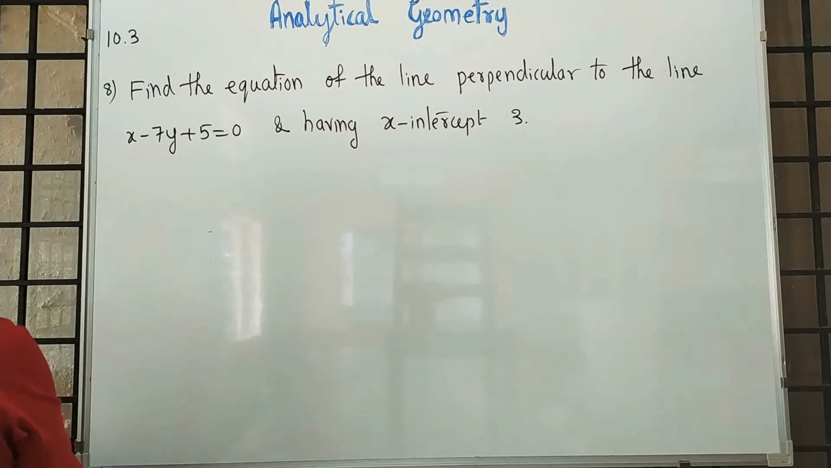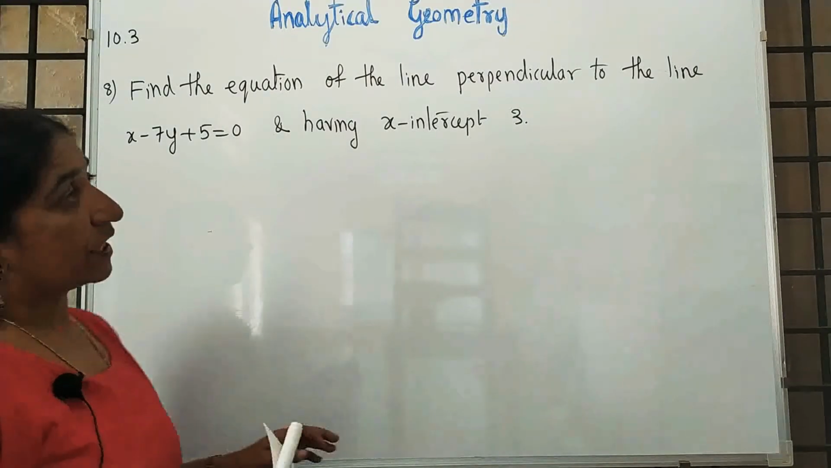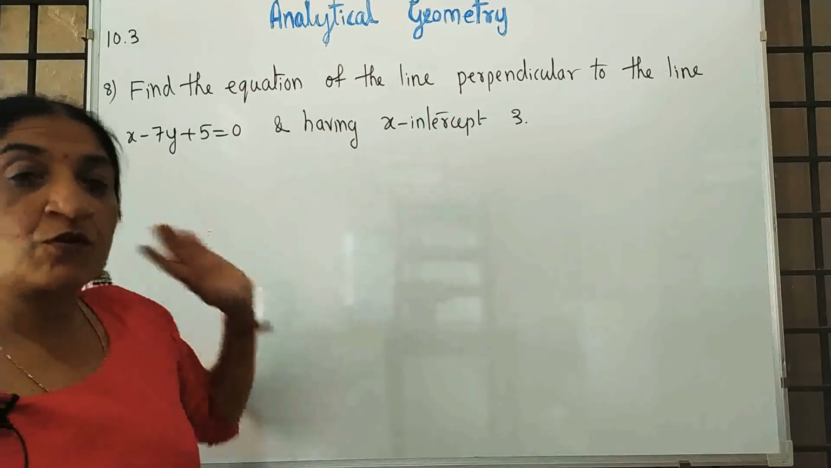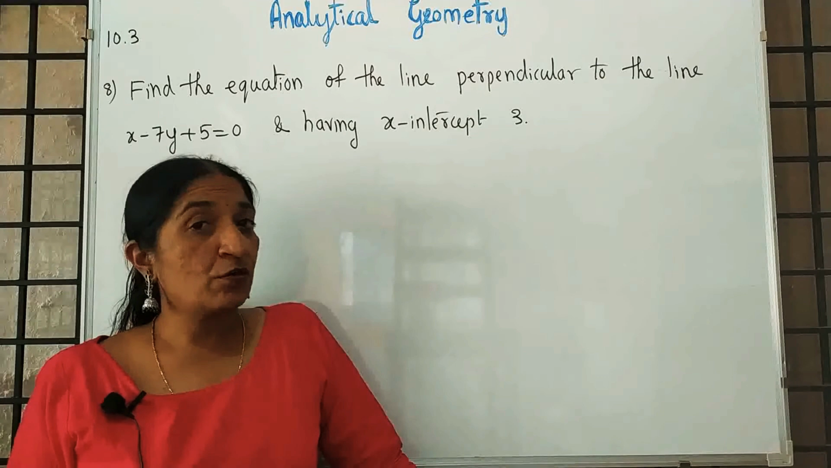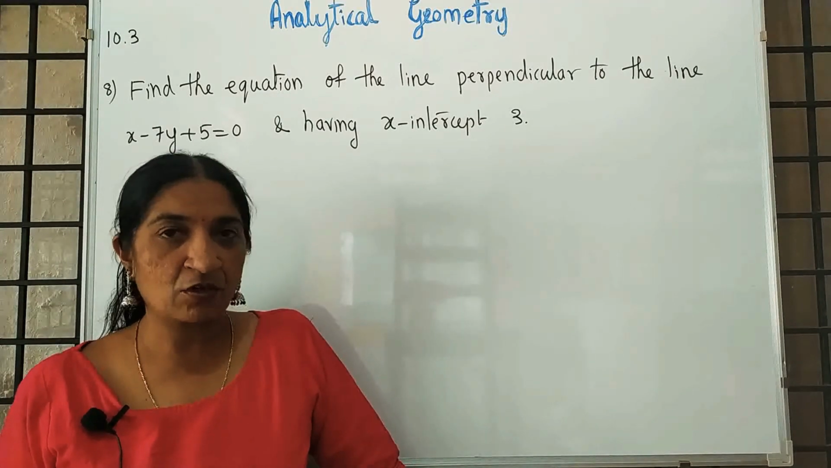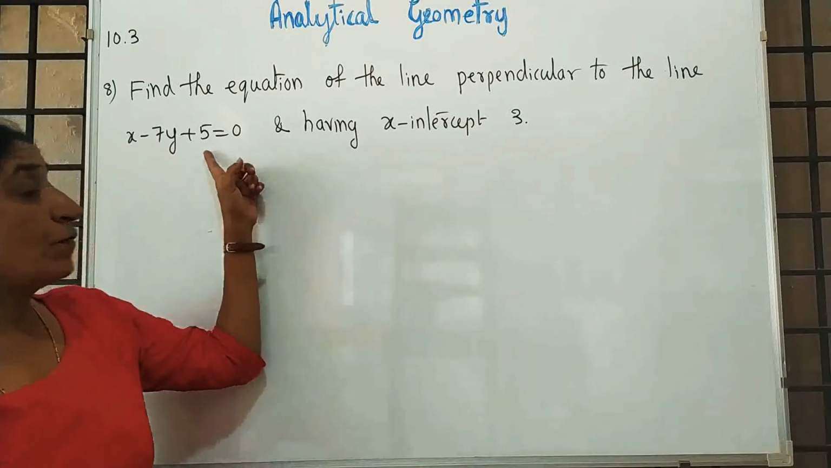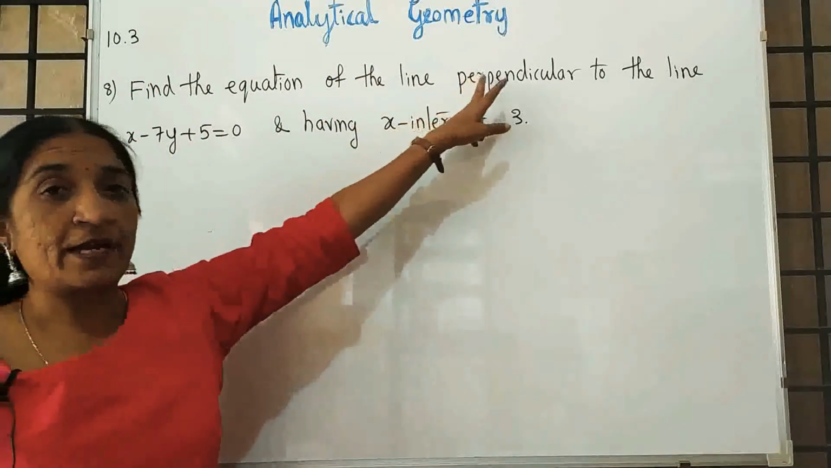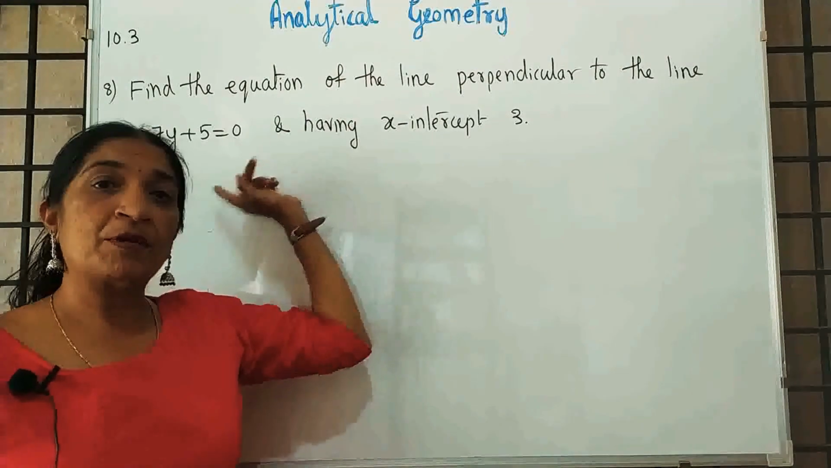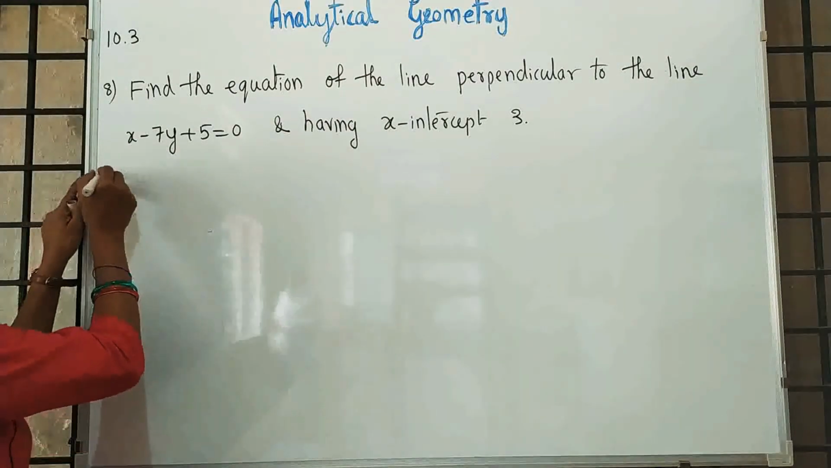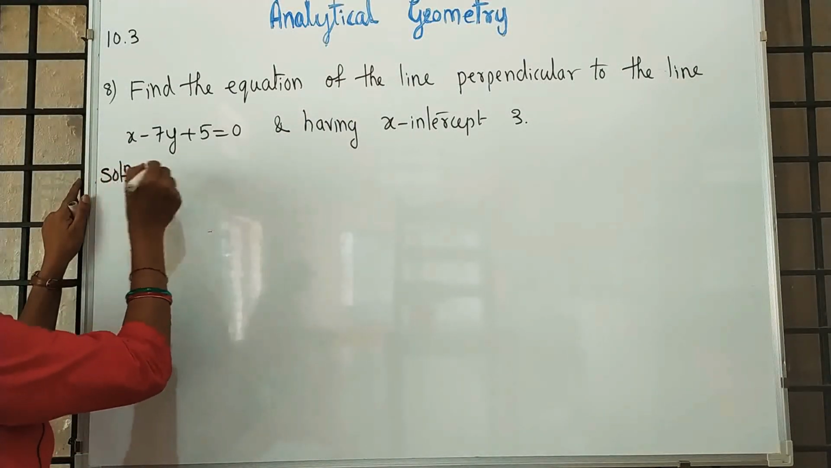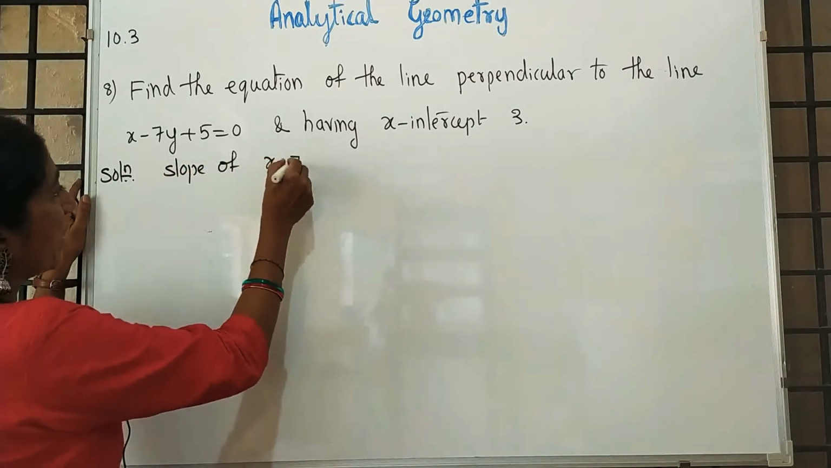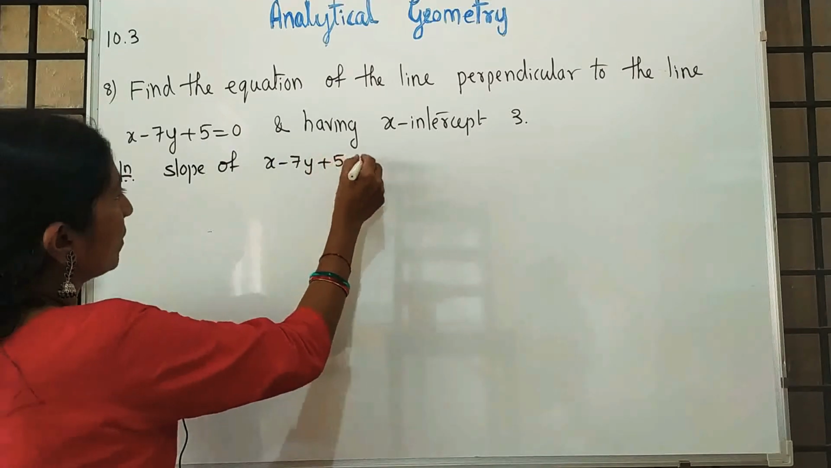First read the question. We have to find the equation of the line which is perpendicular to this line. If two lines are perpendicular, the product of their slopes is -1. Correct or not? If you find the slope of this line, that gives you the slope of the required line, because the required line is perpendicular to this line. Slope of x minus 7y plus 5 is equal to 0.